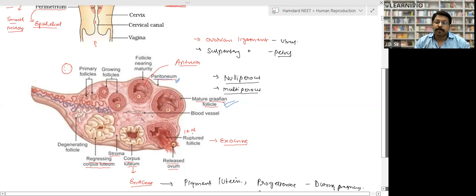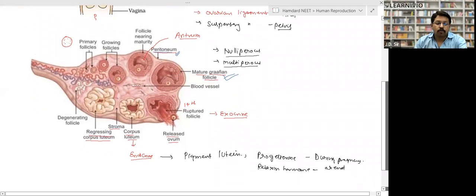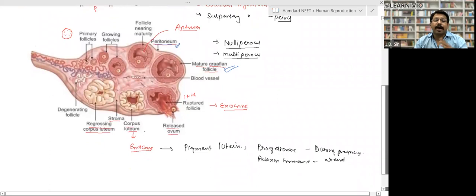At the 14th day of the menstrual cycle, the Graafian follicle ruptures and the egg is released, but the follicle does not die. So this was the exocrine function. After the egg release, the follicle shrinks and becomes a yellow-colored structure called the corpus luteum. This corpus luteum has endocrine function. So till the 14th day the ovary works as exocrine, and after the 14th day, corpus luteum formation takes place. What is the corpus luteum?